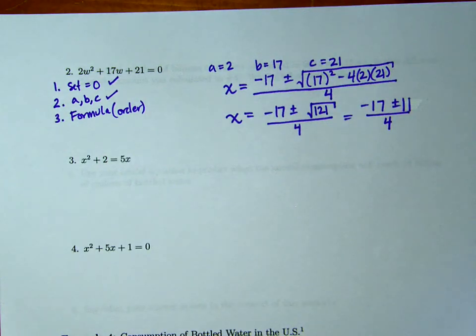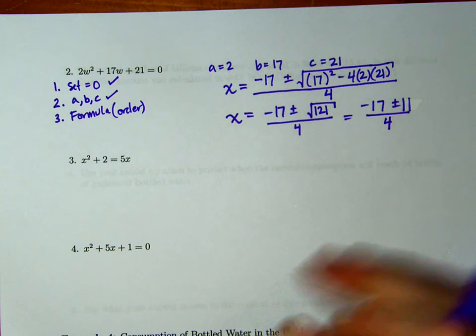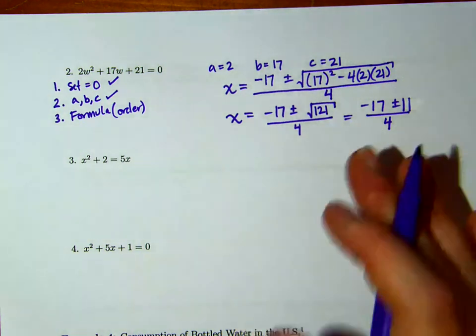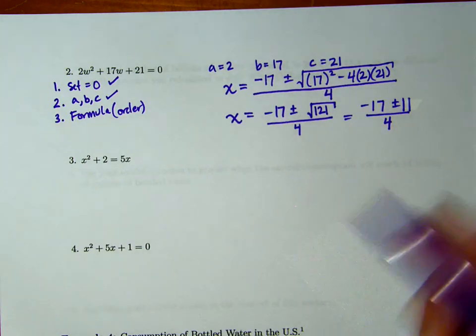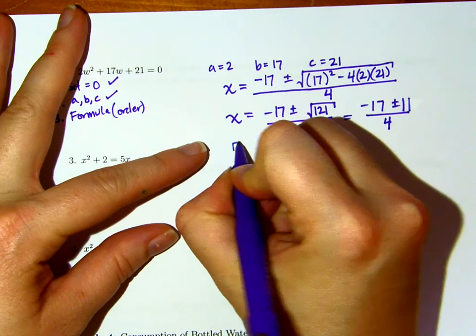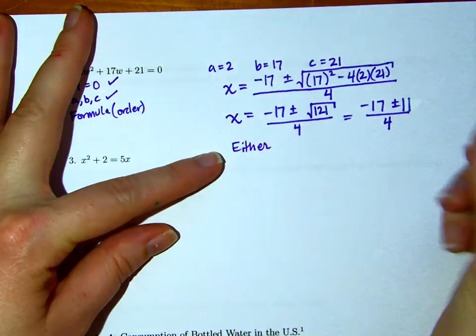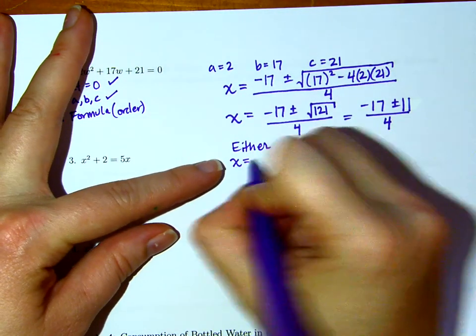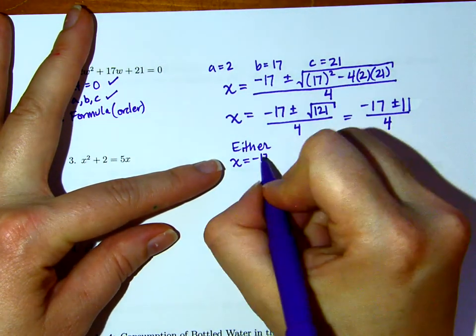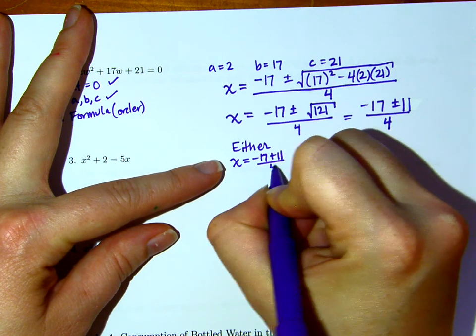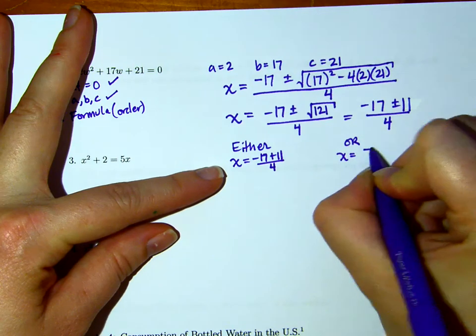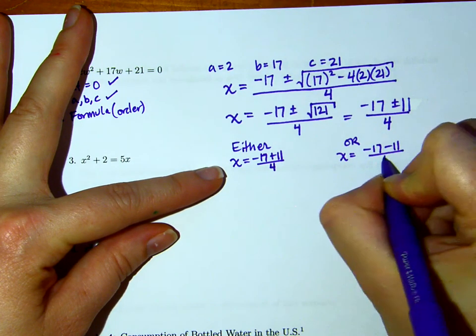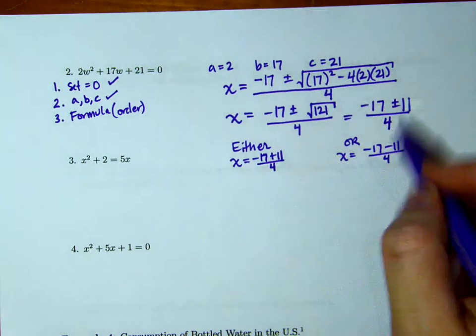Okay, and by order of operations, the next thing we do is actually add and subtract. So I'm going to split this into an either or scenario. There's still an either or here. So either x equals negative 17 plus 11 all divided by 4, or x is equal to negative 17 minus 11 all divided by 4. Uh-oh, I'm going to run out of space here.